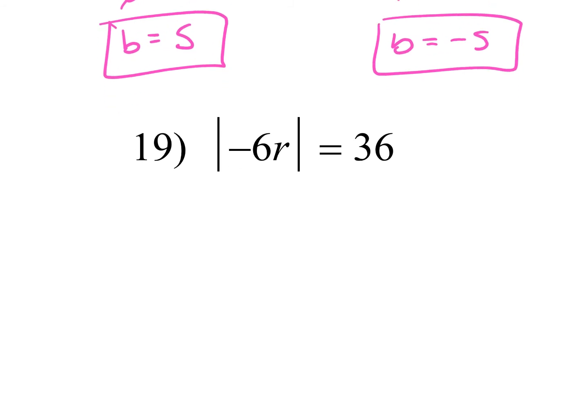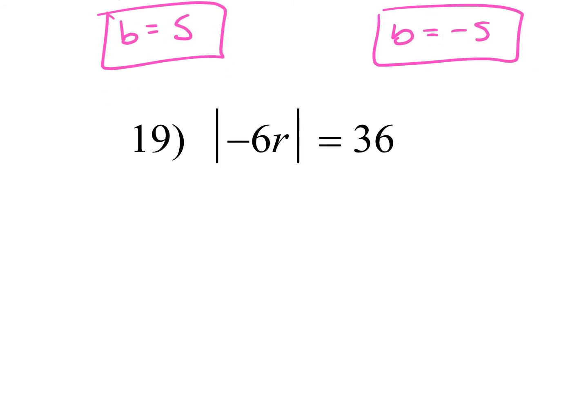All right, 19. What should I do first? Lucas? Split it up. So negative 6r is equal to 36. And then what's my other equation going to be? Negative 6r is equal to negative 36. Awesome. Because my absolute value is already all by itself, to get rid of it, I just split it into 2.